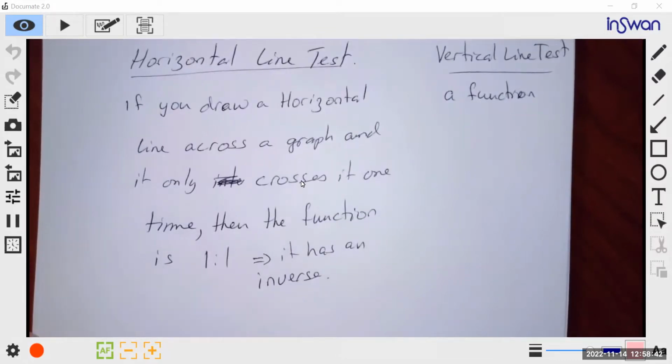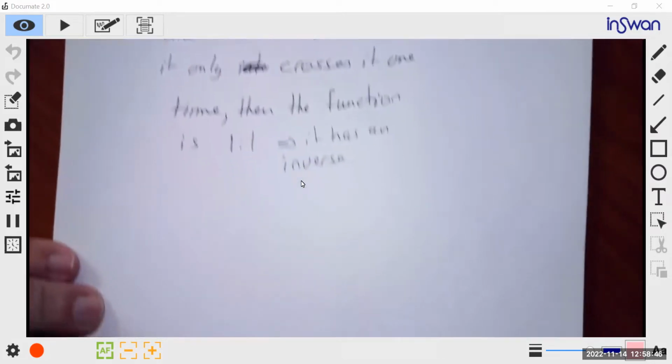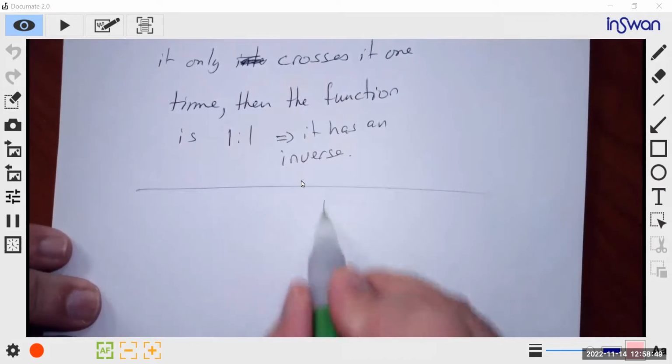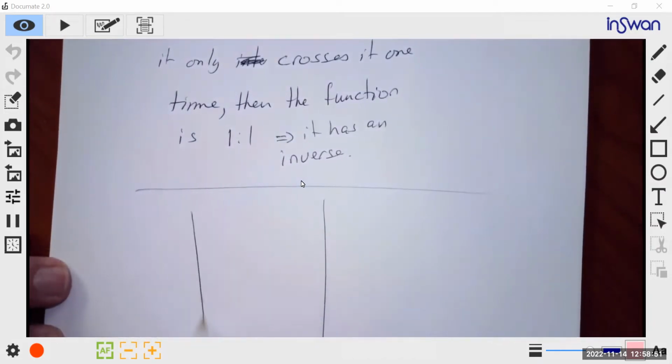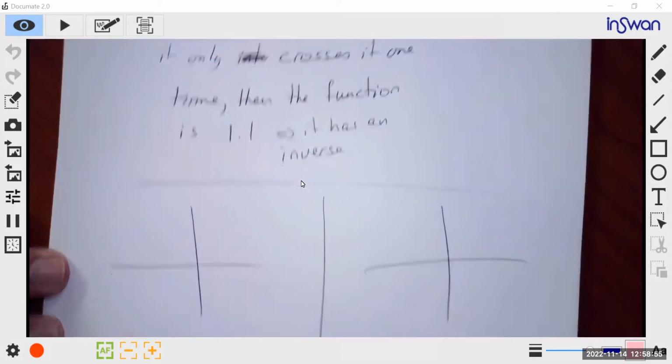Okay. Good there? Here we have 4 graphs.